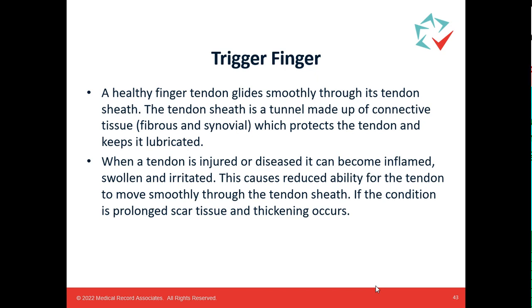So a little bit about trigger fingers and what's happening anatomically. If you can kind of picture a healthy finger, the tendon glides smoothly through its tendon sheath. The tendon sheath is a tunnel made up of connective tissue, which is both fibrous and synovial, which protects the tendon and keeps it lubricated. When a tendon is injured or diseased, it can become inflamed, swollen, and irritated. This causes reduced ability for the tendon to move smoothly through that tendon sheath. So if the condition is prolonged, your patient can also get some scar tissue and some thickening that can occur.